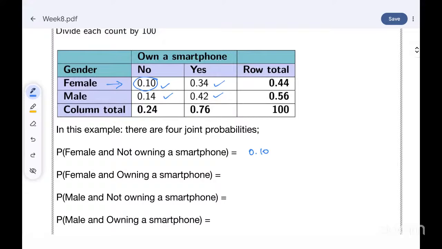Okay. Now, can you say probability of female and owning a smartphone? 0.34. Very good. What about probability of male and not owning a smartphone? 0.14. Okay. Probability of male and owning a smartphone? 0.42. So you see that we have 4 cells and each of these cells is representing a probability.